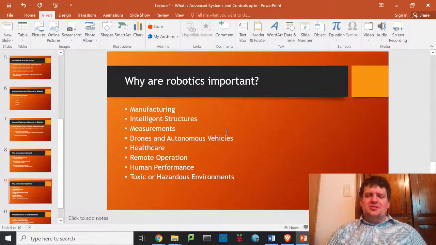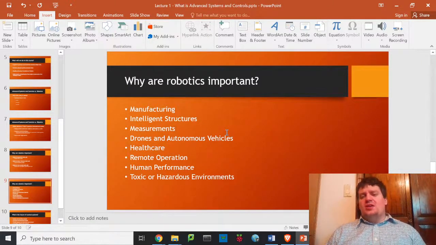You have intelligent structures. As I mentioned earlier, buildings are becoming more intelligent. They have the ability to shed light. They have the ability to open blinds. They have the ability to adjust lighting in rooms. They have the ability to adjust temperatures in rooms. All of these are robotic systems.